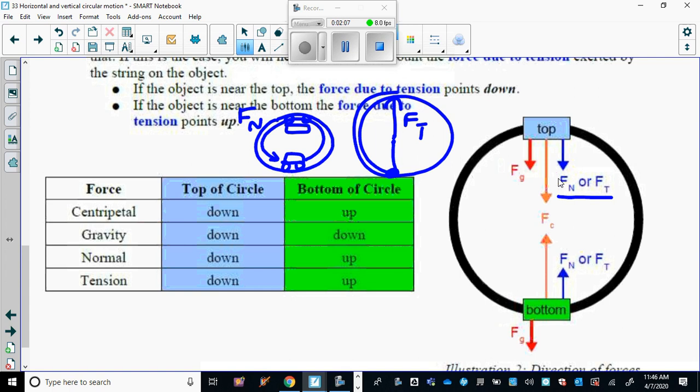But look at the direction that the forces are pointing. For example, if we go to the bottom of the circle here, the centripetal force is pointing towards the center of the circle, because the centripetal force will always point towards the center of the circle. The normal force is pointing up, and the force of gravity is pointing down, right? Or the tension is pointing up. If you go to the top of the circle, this is where it gets interesting, because at that point, everything seems to be pointing down.